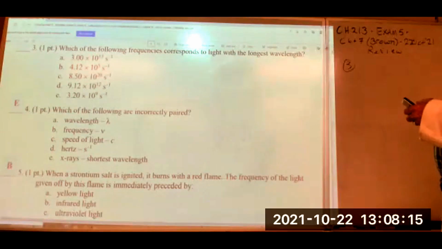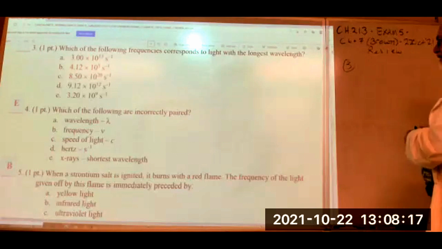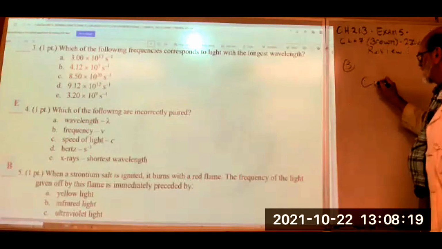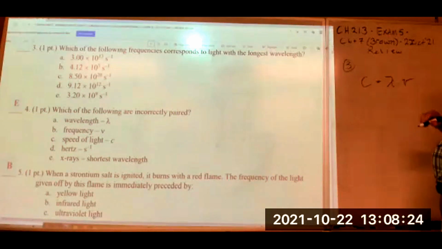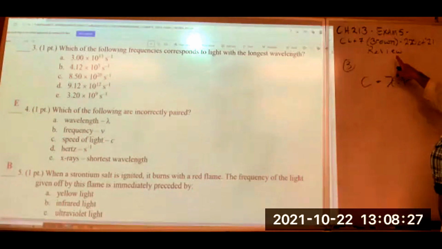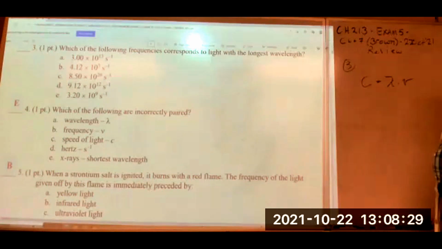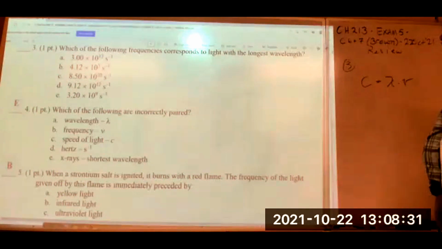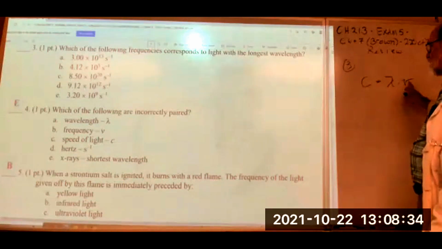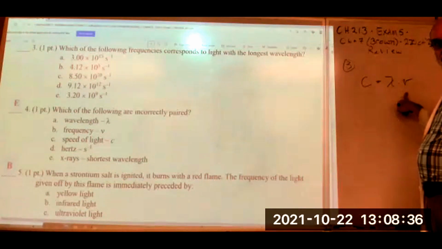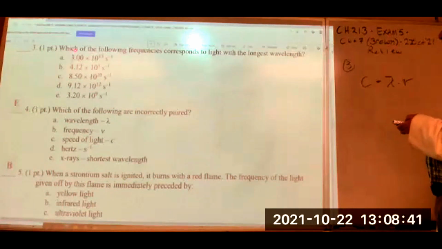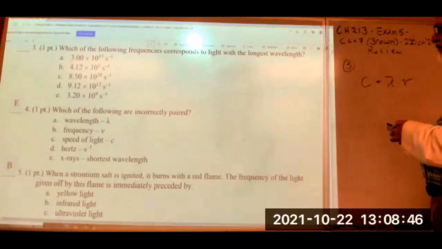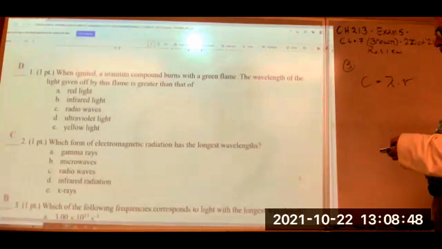Which of the following frequencies corresponds to light with the longest wavelength? So if we look at the relationship of wavelength to frequency, as wavelength gets bigger, frequency has to get smaller. So the longest wavelength would be the smallest frequency, the smallest number for frequency. 13.5, there it is, B.